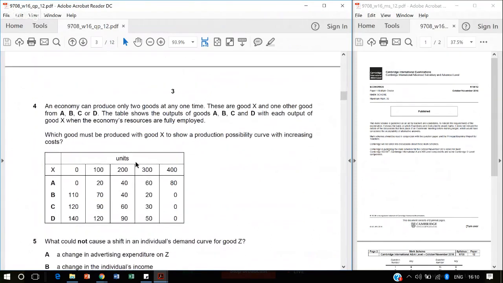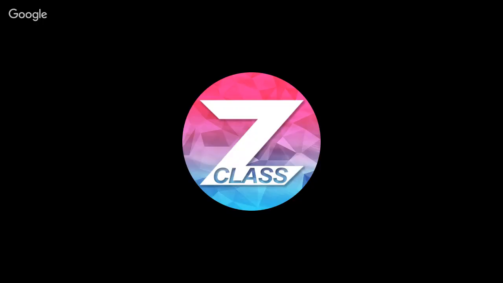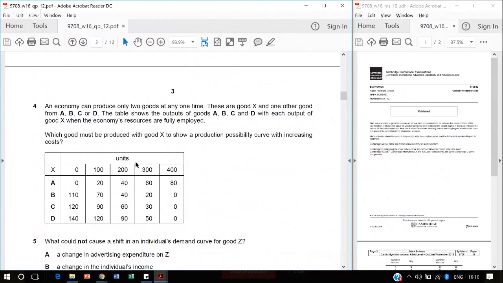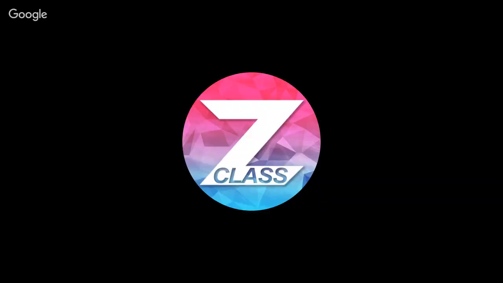Okay, an economy can only produce two goods at one time. These are goods X and one other good from A, B, C, or D. Each output is fully employed. Which good must be produced with X to show a production possibility curve with increasing costs? Okay, this is quite a tricky question. A is out of the picture because it's actually decreasing.